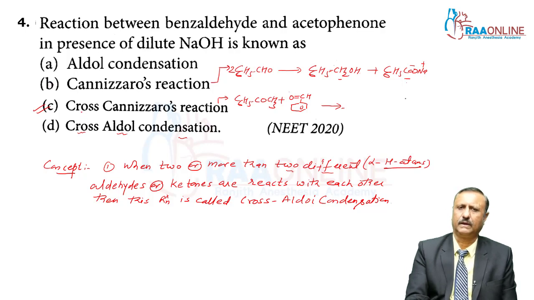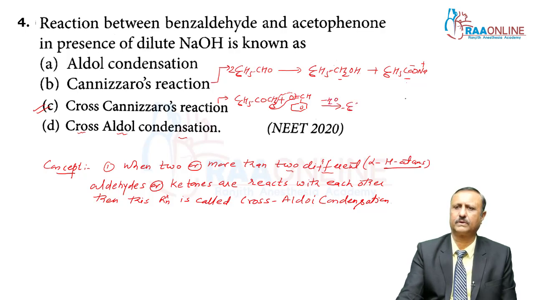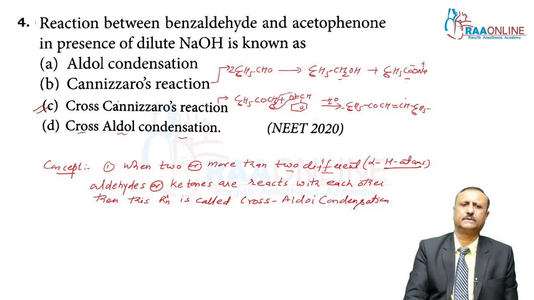But here this is called cross Cannizzaro reaction, because in presence of NaOH, alcohol and aldehyde are not formed. Directly you can remove H2O and form the compound. And this compound is called benzylacetophenone, C6H5CH=CHCOC6H5. So now we can see here, this is called cross Cannizzaro reaction, and Cannizzaro reaction is this one. When alpha hydrogen atom is absent, then you can get benzyl alcohol and sodium benzoate.